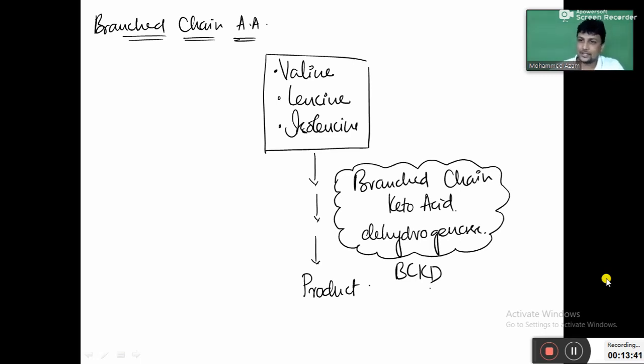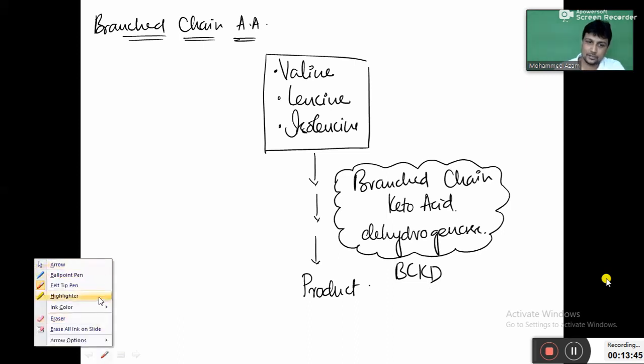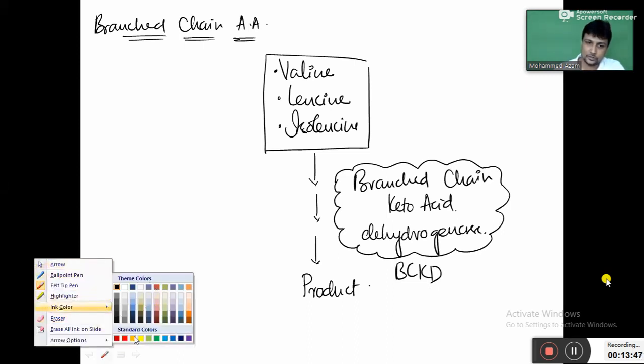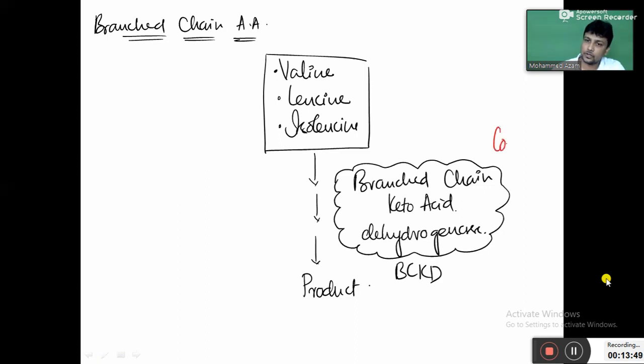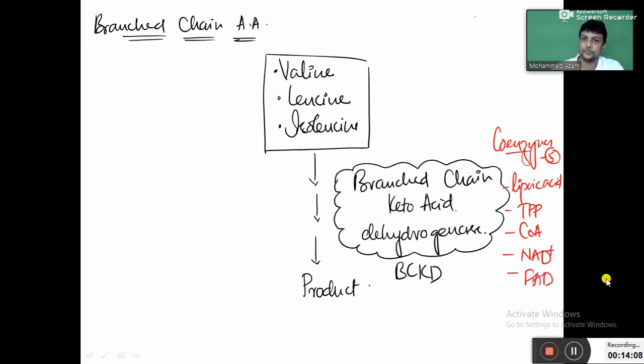And now this enzyme, you have to remember 2 points here right now, guys. Point number 1, this enzyme requires coenzymes. And how many coenzymes are required for this one? Again the same thing, the same 5 coenzymes. Number 1, lipoic acid. Number 2, thiamine pyrophosphate. Number 3, coenzyme A. Number 4, NAD plus. And number 5, FAD. Are you getting my point here right now?